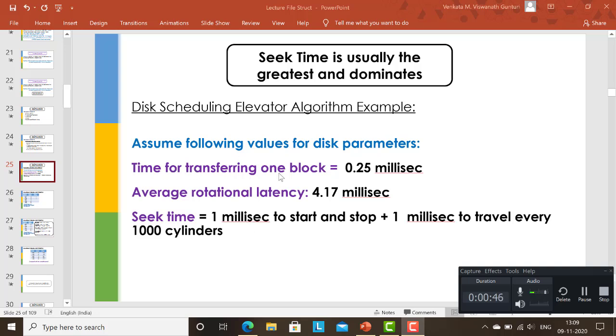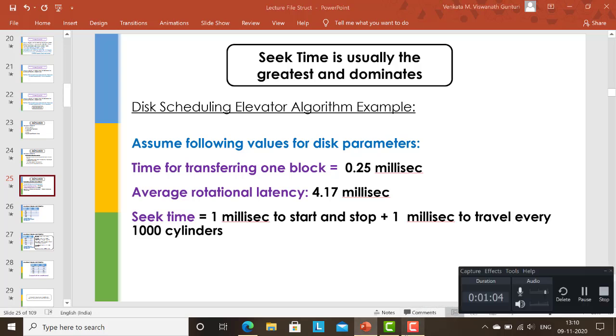So when I say time for transferring one disk block, I mean that once your disk head is in the exact position that it needs to be, the time required for reading one disk block is 0.25 milliseconds. So that's what I'm saying. Okay, and then after that we have average rotational latency.